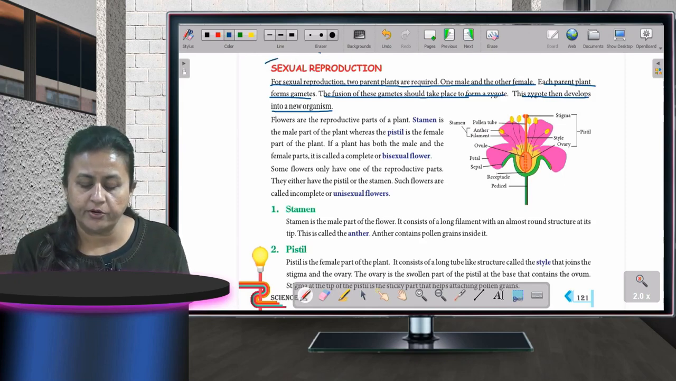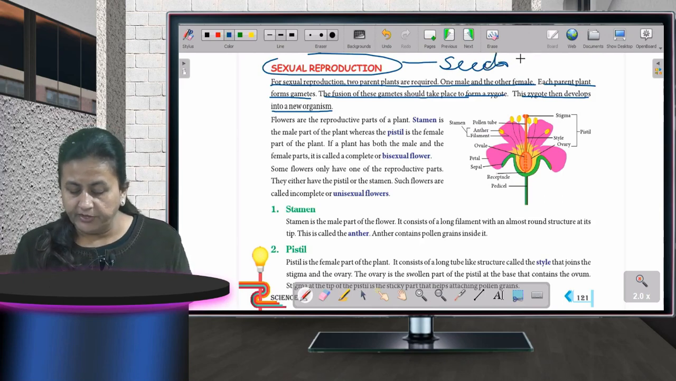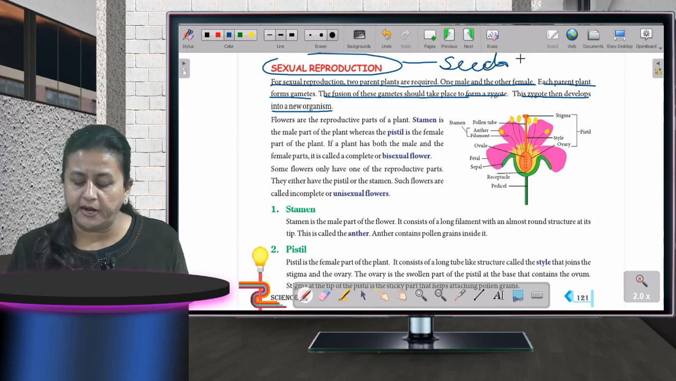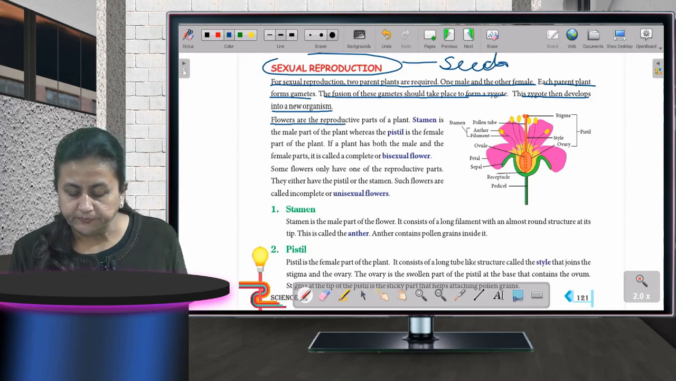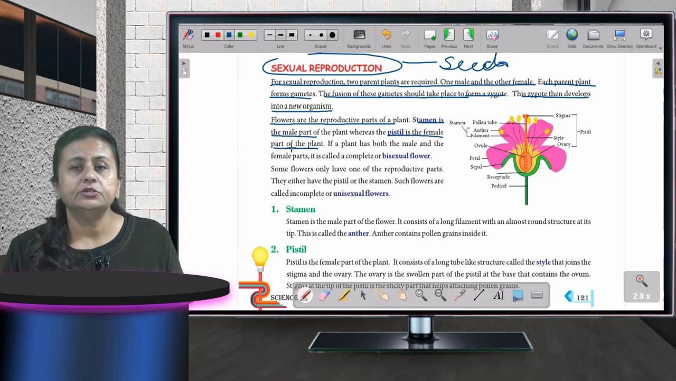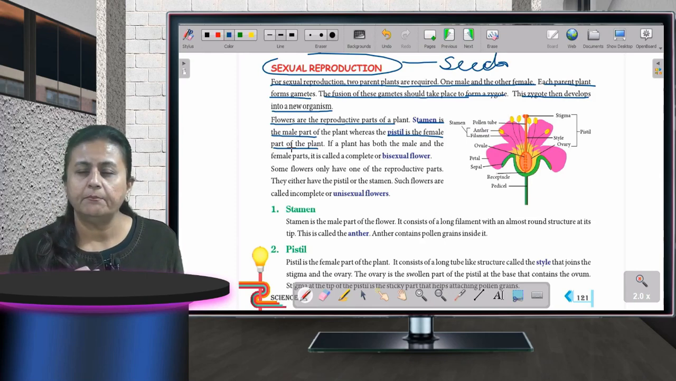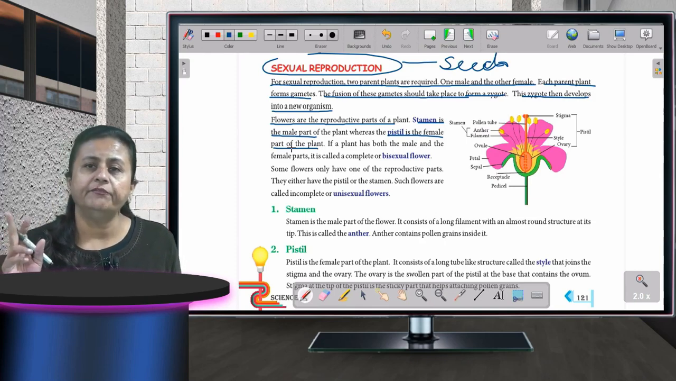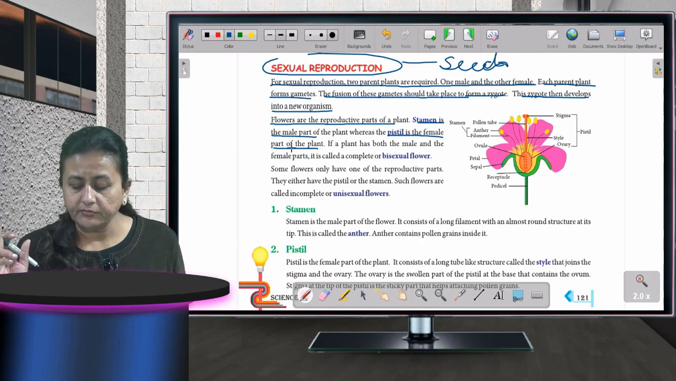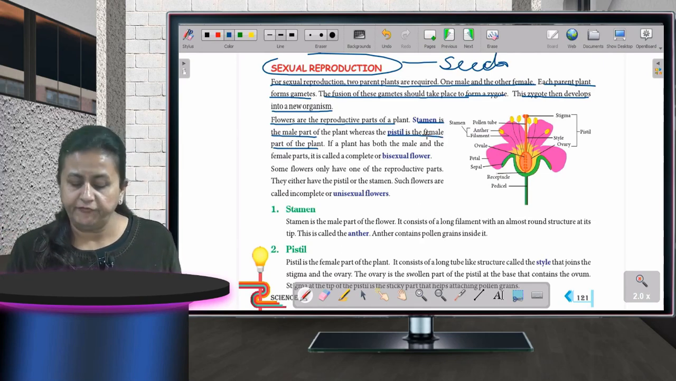In sexual reproduction, what is involved? The seed of the plant is involved. Fine, children. Now, flowers are the reproductive part of a plant. Stamen is the male part, whereas pistil is the female part. Okay, that flower is known as the reproductive part of the plant. Now in the flower you will be finding stamen and pistil. Stamen is the male part and pistil is the female part.